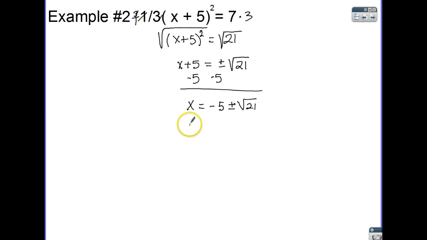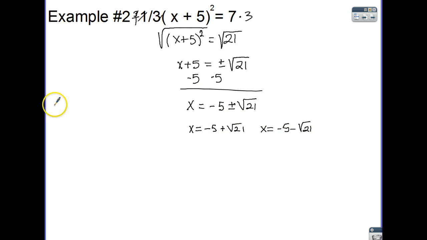So we stop right here, but we need to understand that this answer is really x is equal to negative 5 plus the square root of 21, and it also represents x is equal to negative 5 minus the square root of 21. Okay? You can stop with this, but you need to understand it means this.